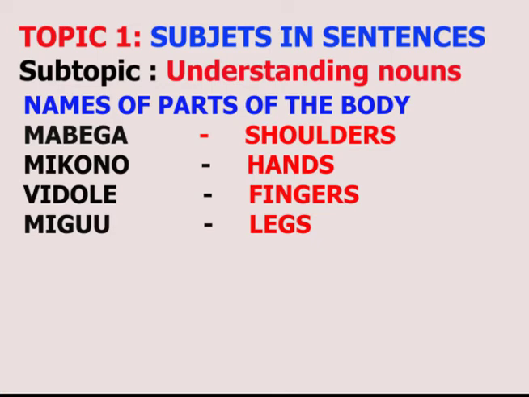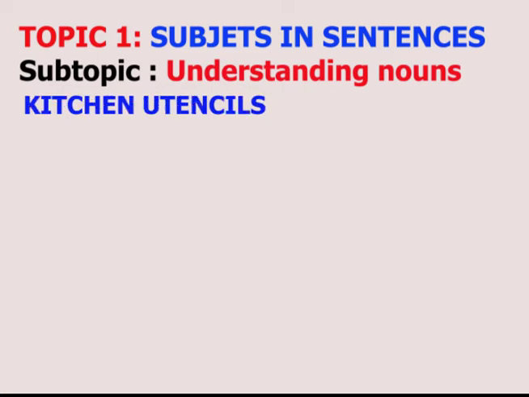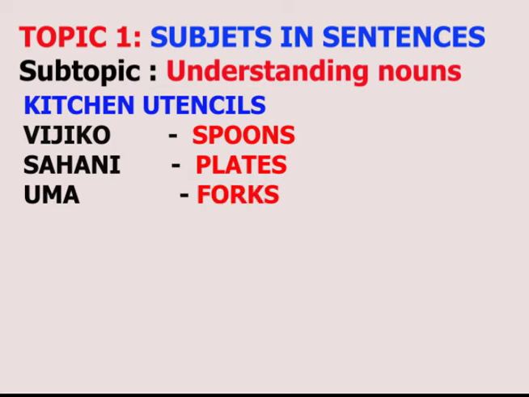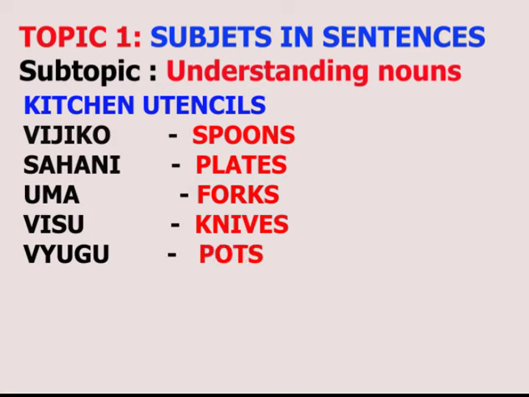But also, as I said, nouns are names of different things. You can also have names of various utensils that are used in kitchen cooking. For example, you can have vijiko, which in English are called spoons. We can have sahani, which in English are called plates. You can have uma in the Swahili language, and in English uma are called forks. You can have visu, which is knives, and the vyungu are called pots in English. Bakuli in Swahili, in English are bowls. Okay, we say bowls. So those are some examples of names of various things.